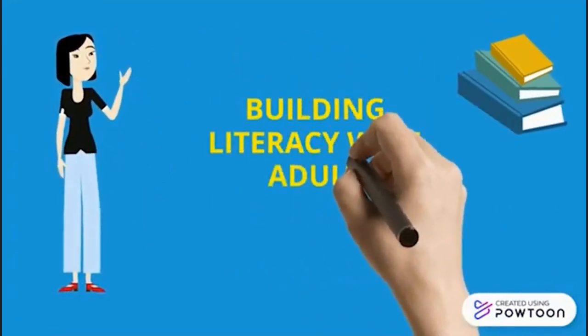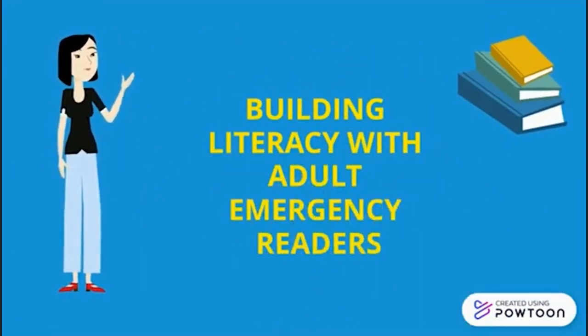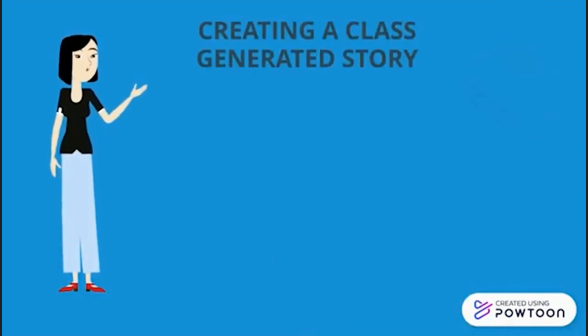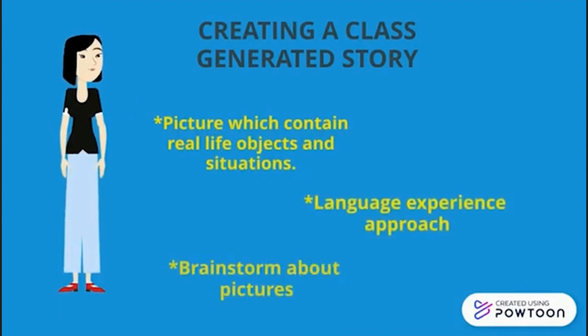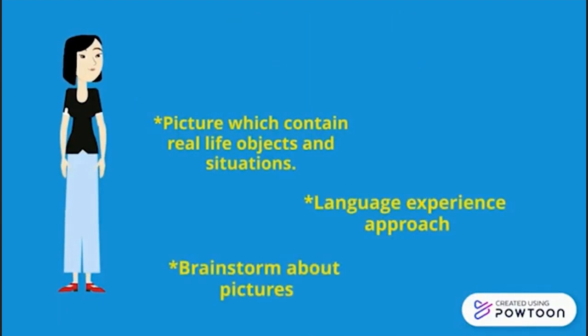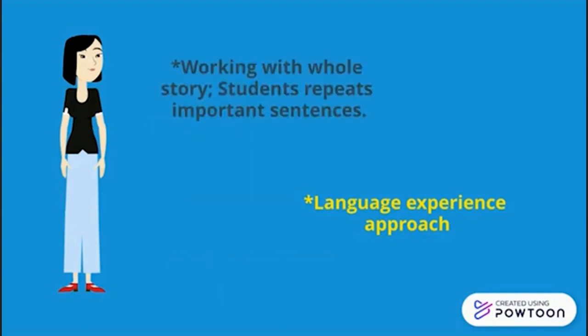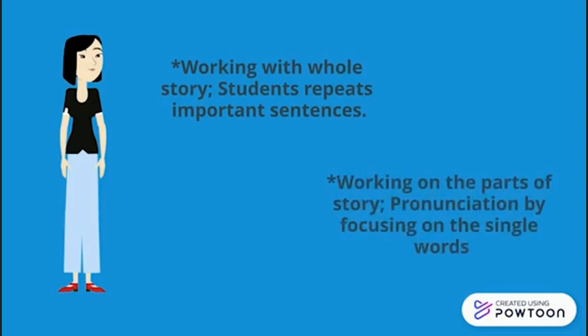Building literacy with adult emergent readers. So it means beginner levels. Here, the whole class generates a story together, the teacher shows a picture and students brainstorm about these pictures. This is the language experience approach. And here students repeat important sentences with the teacher and practice pronunciation of single words with the teacher.